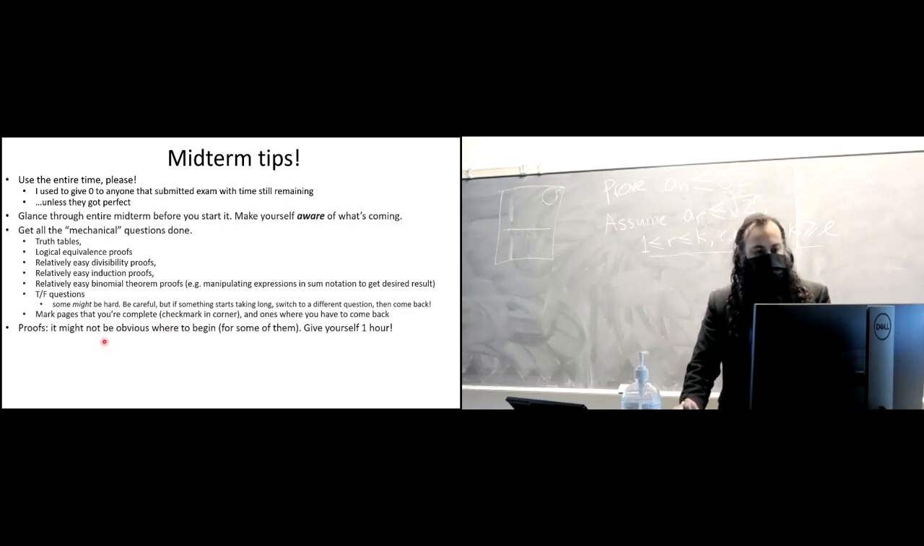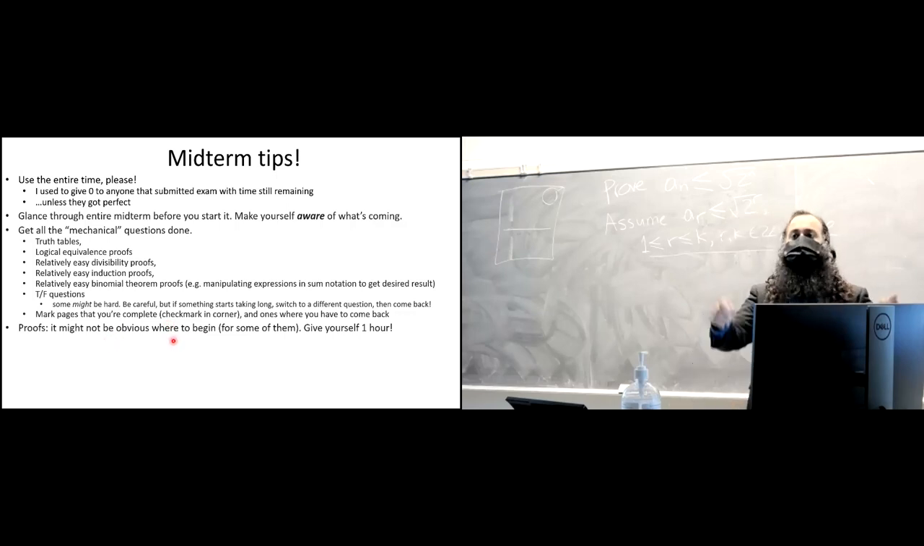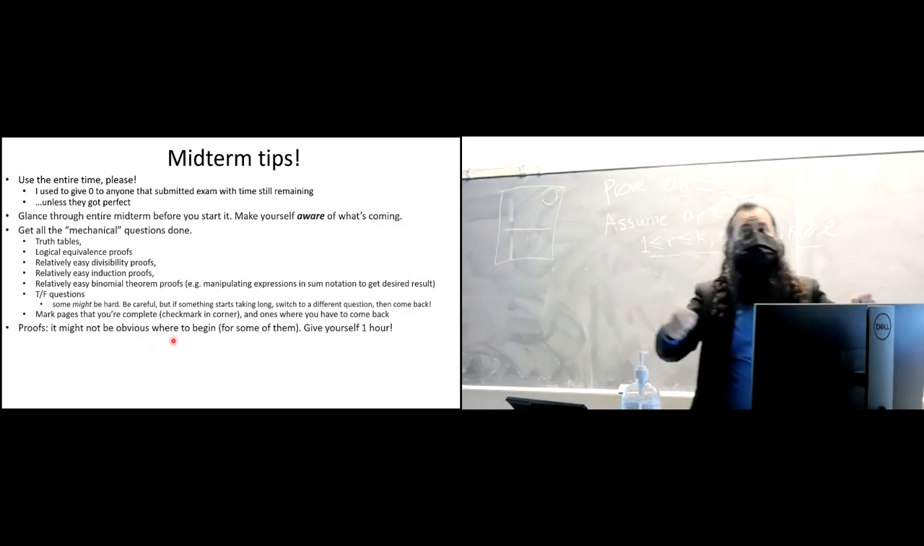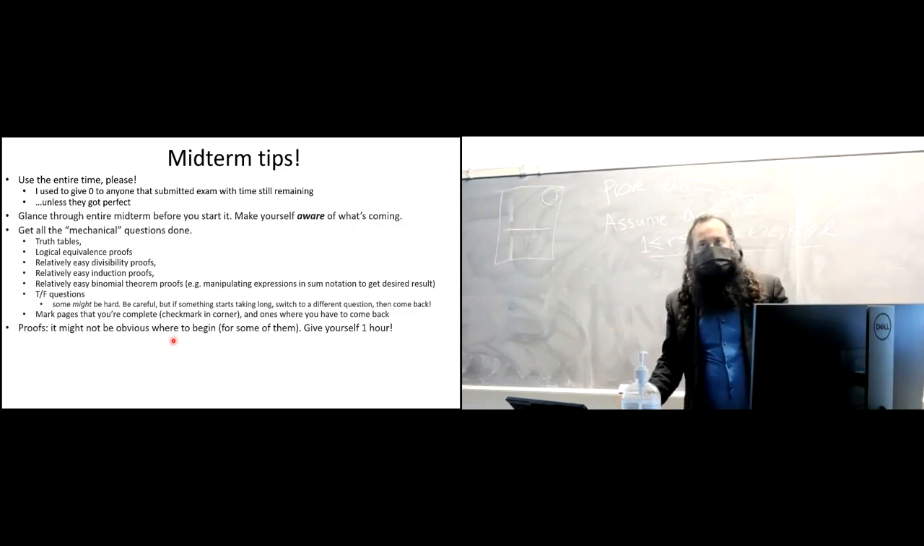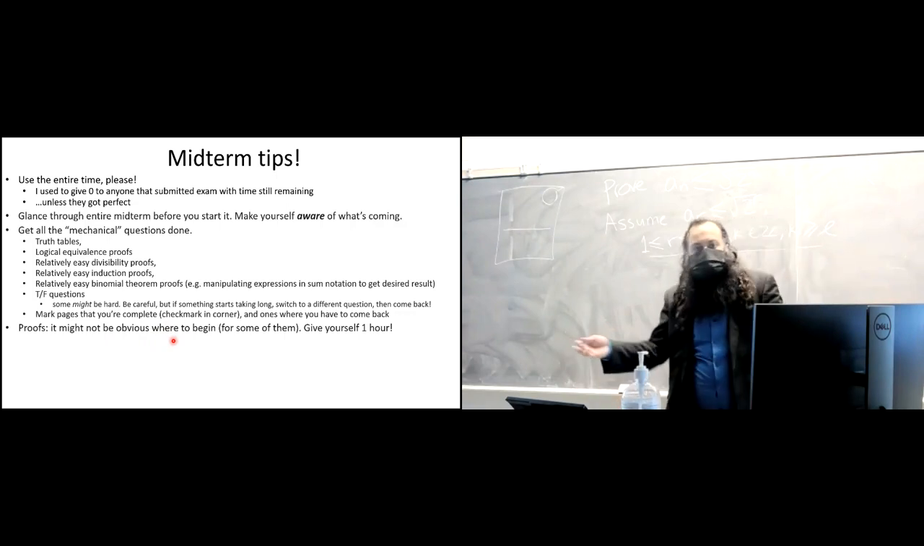Proofs. It might not be obvious where to begin. You know what I'm talking about? It says, prove that the number of primes is infinite. You have no idea how to start that, right? Do I do contradiction? Do I do induction? I have no idea.